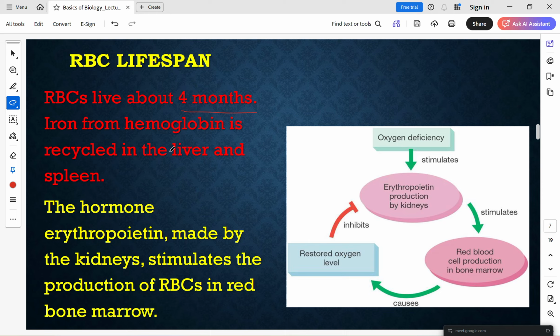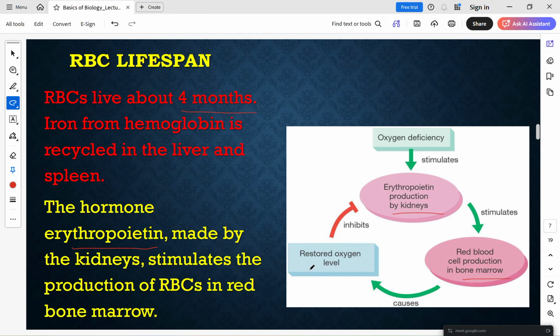The iron from the hemoglobin is taken out and can be used again for making new RBCs. The hormone erythropoietin, which is made by kidneys, is the one that stimulates the production of RBCs in the red bone marrow. If there is an oxygen deficiency, this stimulates erythropoietin production by the kidneys. Once erythropoietin is produced, it stimulates the bone marrow to produce more red blood cells.